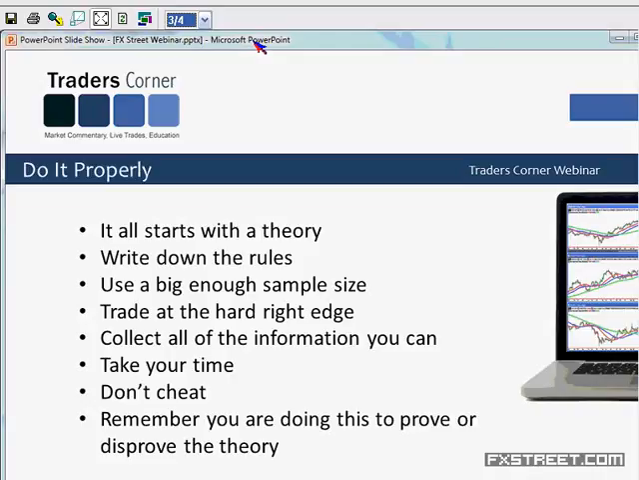Go through it at a speed where you're able to take in all of the information, where you can look at the charts and go bar by bar. You don't need to go 5 bars by 5 bars or something like that and make your decisions accordingly. And also, don't cheat. As I said before, we're doing this to prove or disprove the theory. So it doesn't make any sense for you to make up rules as you go along just to keep yourself out of the trade. That's why it's important to write down the rules at the beginning. Before you start the backtesting, write down the rules.